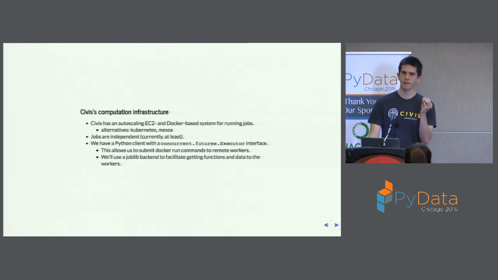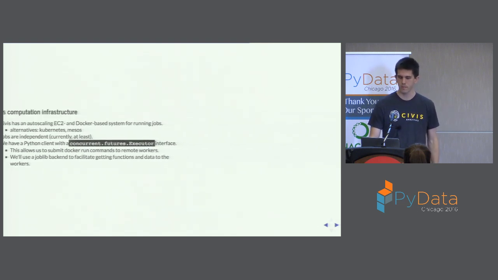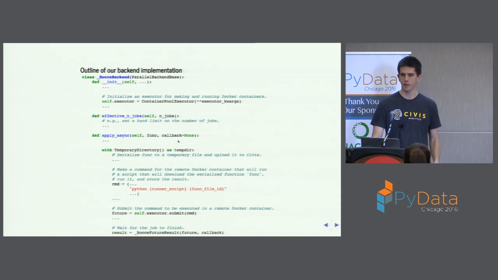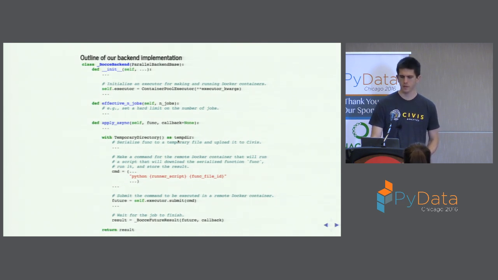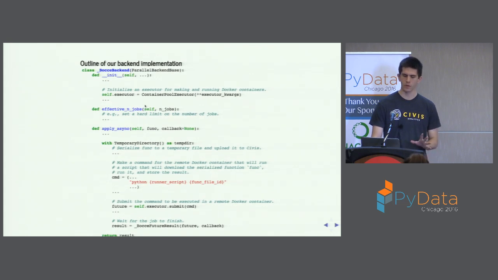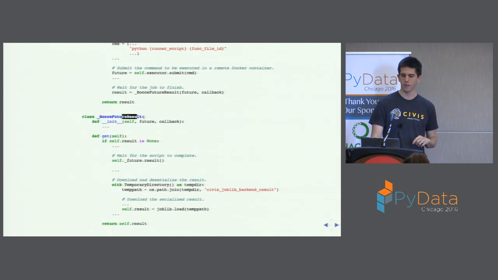But we wanted to implement the joblib custom backend for our infrastructure. We actually already had a concurrent futures executor subclass, or interface, to our system, which allows us to easily submit commands to and run things on Docker containers. And we'll use joblib to make this easier to work with scikit-learn. In the interest of time, I will mostly skip the outline of our backend. As I said, we have to implement the async method and also this result.